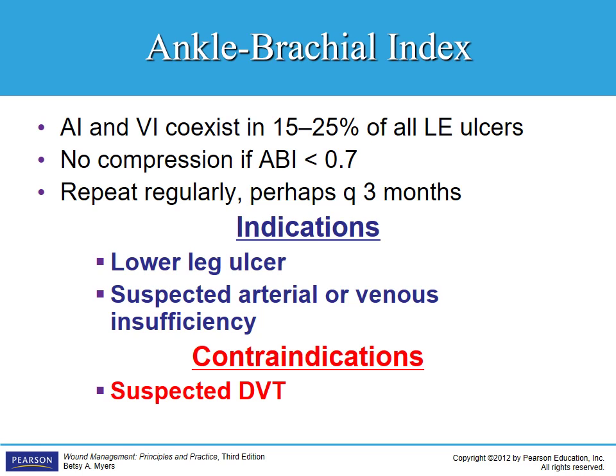You do want to repeat the ABI pretty regularly, perhaps every 3 months, because there can be changes in it. Obviously with someone who's got peripheral arterial disease, as it advances, you really want to make sure you stay on top of it. So the indications are if there's a lower leg ulcer, or you suspect arterial or venous insufficiency, but you don't want to do an ABI if you suspect a DVT. Again, you don't want to blow that cuff up on the lower extremity if you already suspect that there's a clot there.